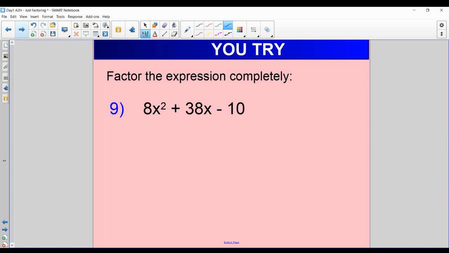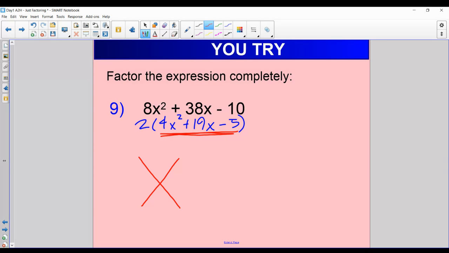Let's look at one of these. So what can I pull out? Well, I can pull out a 2, leaving 4x squared plus 19x minus 5. So make sure you get it pulled out of each and every term. So now all I have to pay attention to is what is here in the parentheses. So I'm going to do this with the x box.